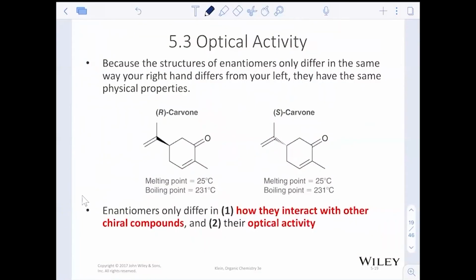Just to briefly identify a little bit more about this with optical activity. Because of the structures of enantiomers, they only differ in the same way your right hand differs from the left. They have the same physical properties, but enantiomers differ because they interact with other chiral compounds differently, and they have optical activity. They will bend plane polarized light in a very, very unique way. Only chiral compounds are optically active. So that's going to be something that we talk about in the next section.